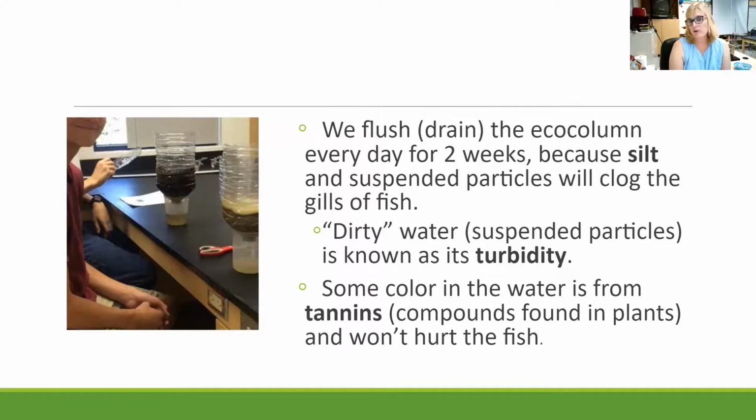So when students say water is dirty, they really mean it has suspended particles. And suspended particles is a term you have to know in AP called turbidity. And we'll learn this more as the year goes on.